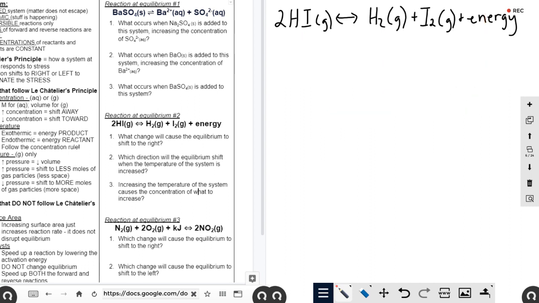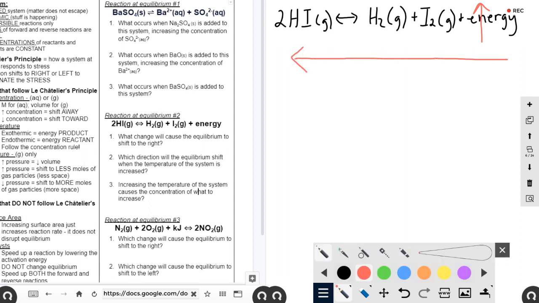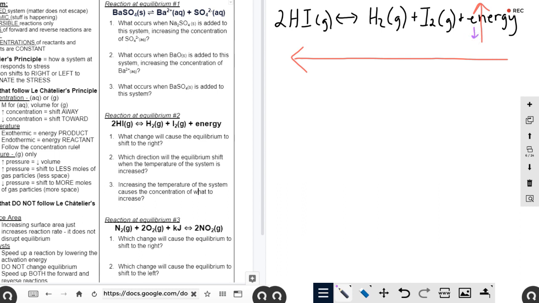All right, and then our last one for that equation is increasing the temperature of the system causes the concentration of what to increase. So let's increase our temperature again, right? When we increase temperature, we're going to shift this way, because when I increase temperature, that is going to cause me to use this up as I go this way, right? I'll use this up, I'll use this up, and I'll make more of this. Why does it shift? Because I went to the other side of the arrow. So the HI concentration will go up.